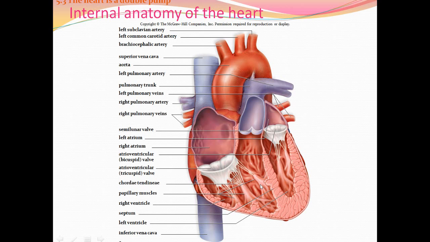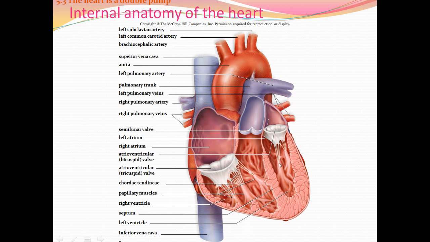These guys, the ventricles, constrict. When they constrict, we don't want the blood to go back into the atria. We want it to go out the vessels. So these valves actually close. The valves between the atria and the ventricles are called the atrioventricular valve. The one on the right side is the tricuspid. The one on the left side is the bicuspid.